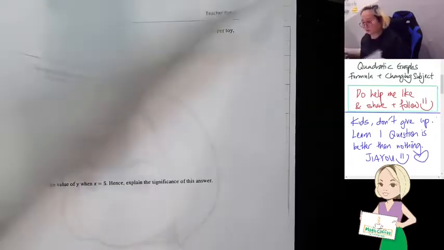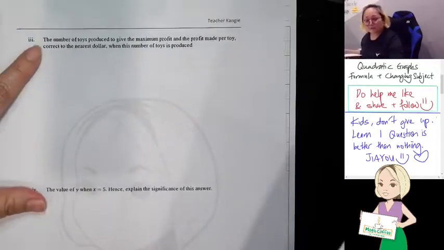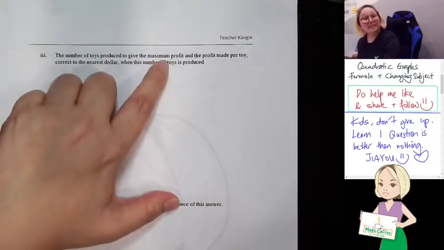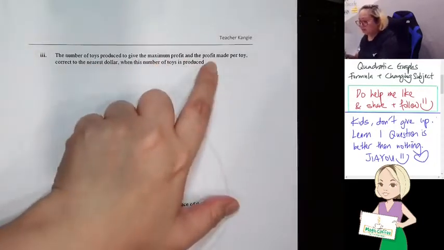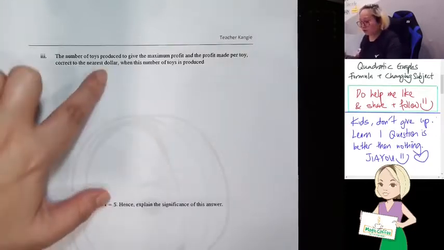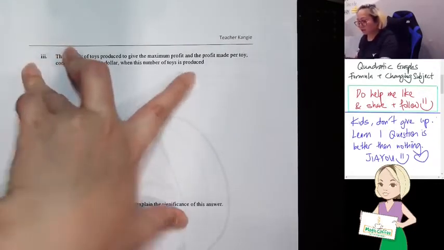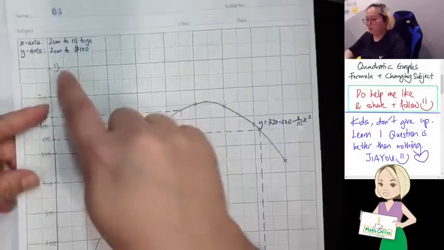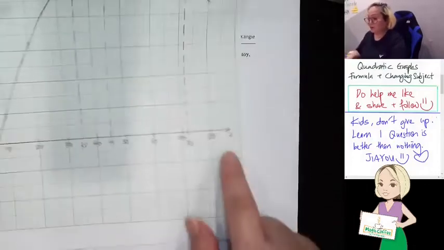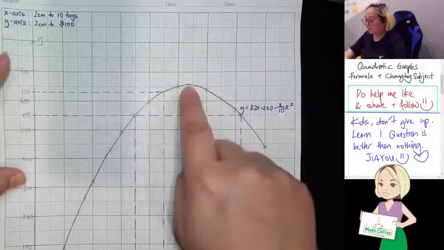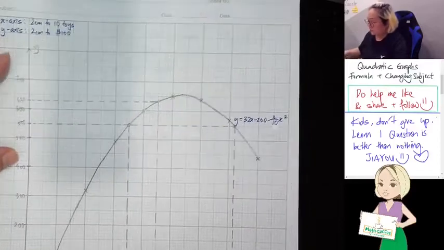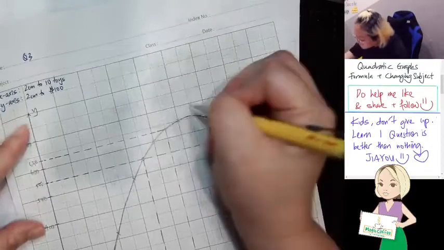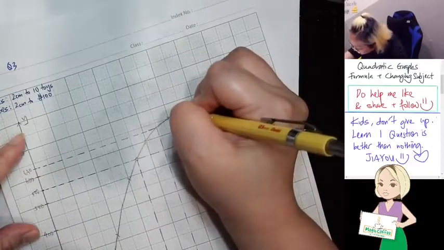Okay, let's move on. Part 3. They ask, what is the number of toys produced to give the maximum profit and the profit made per toy? Correct to the nearest dollar when its number of toys is produced. Maximum profit. So now you look at your graph. Okay, remember Y is our profit. X is our number of toys. Maximum profit means maximum Y. So from my graph, I will say that this one will be my maximum.